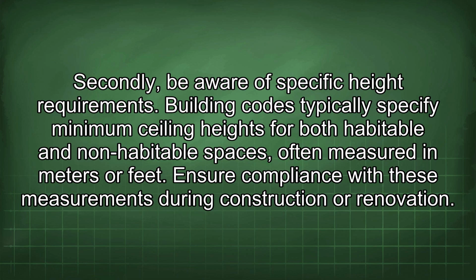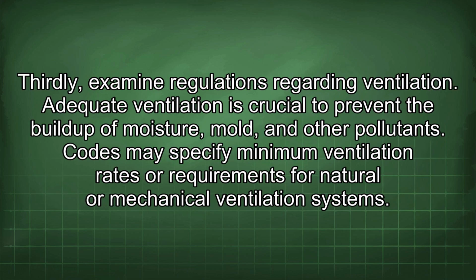Secondly, be aware of specific height requirements. Building codes typically specify minimum ceiling heights for both habitable and non-habitable spaces, often measured in meters or feet. Ensure compliance with these measurements during construction or renovation. Thirdly, examine regulations regarding ventilation. Adequate ventilation is crucial to prevent the buildup of moisture, mold, and other pollutants. Codes may specify minimum ventilation rates or requirements for natural or mechanical ventilation systems.